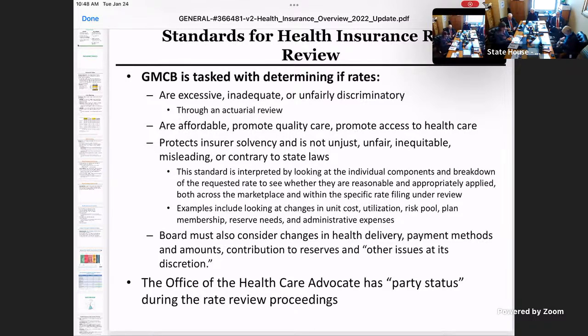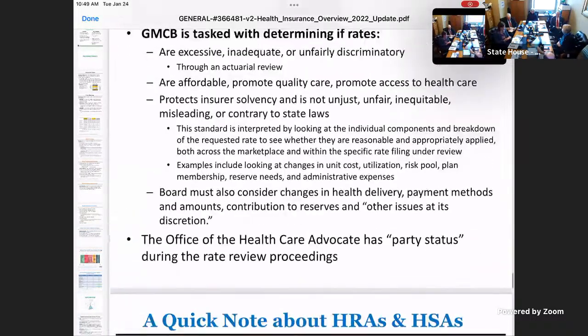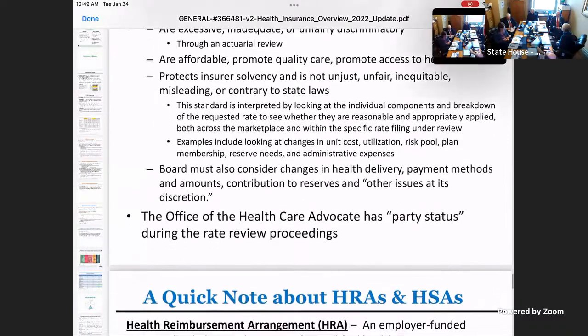I think you have had the Green Mountain Care Board in, correct? They're coming in Friday. Oh, okay, so this is a good little primer. They'll come in and talk about all the things that they do. And then the Office of the Healthcare Advocate, as mentioned, has party status during those rate review proceedings. Again, that's by statute. And the other group that's coming in is VPQHC, the Vermont Program for Quality in Health Care, so we can look at that quality assessment piece a little bit.